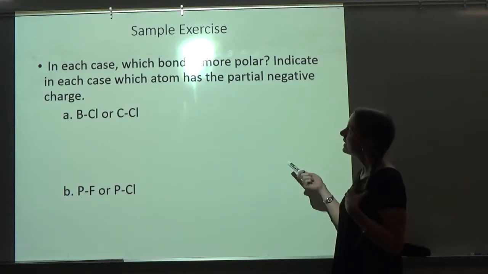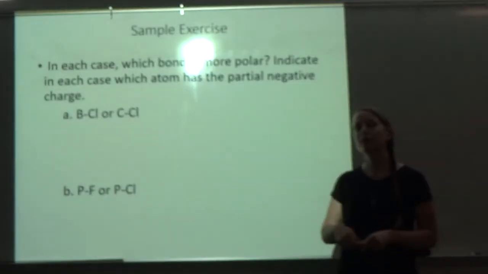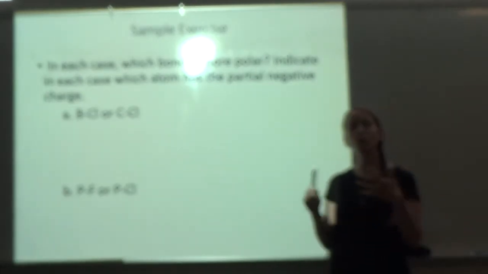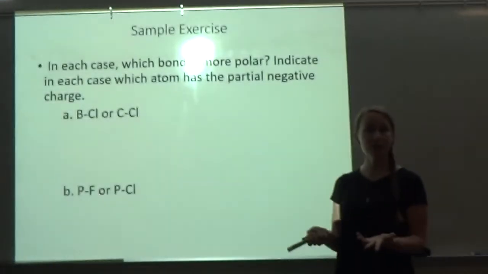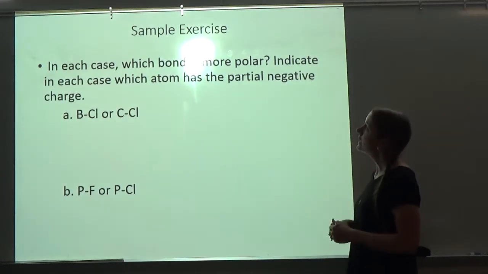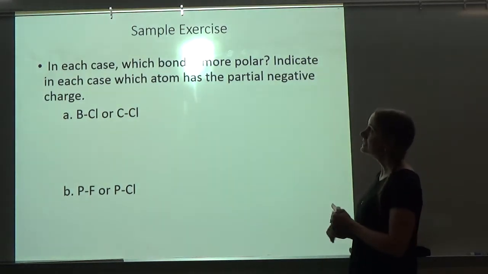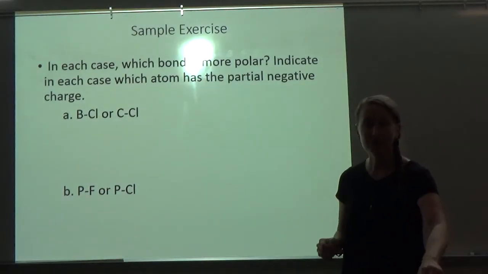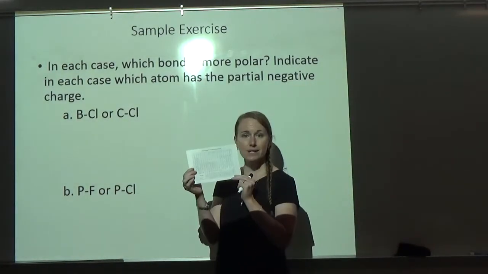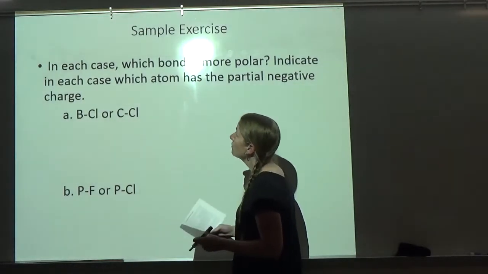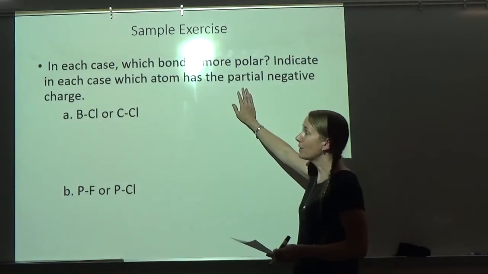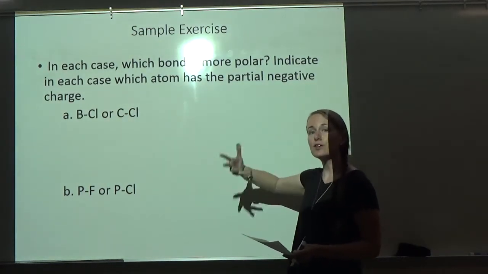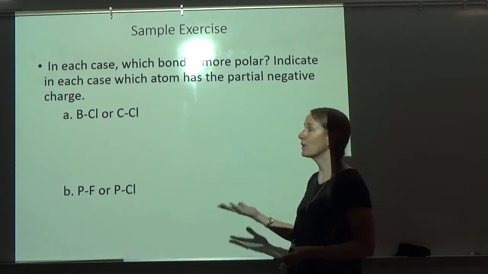Alright, so we finished Part 1 talking about bond polarity and dipole moments and whether something's polar, nonpolar, or ionic, so we're going to continue that for right now. In each case, which bond is more polar, and which atom has the partial negative charge? Just like in Part 1, you're going to want an electronegativity chart. How polar a bond is is based on the difference in electronegativity. The greater the difference in electronegativity, the greater the bond polarity.